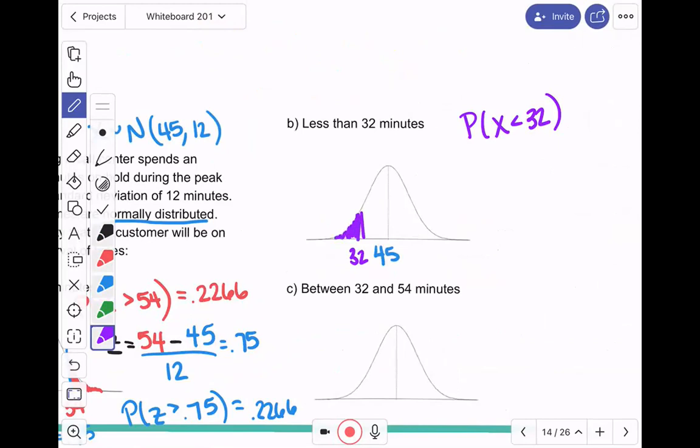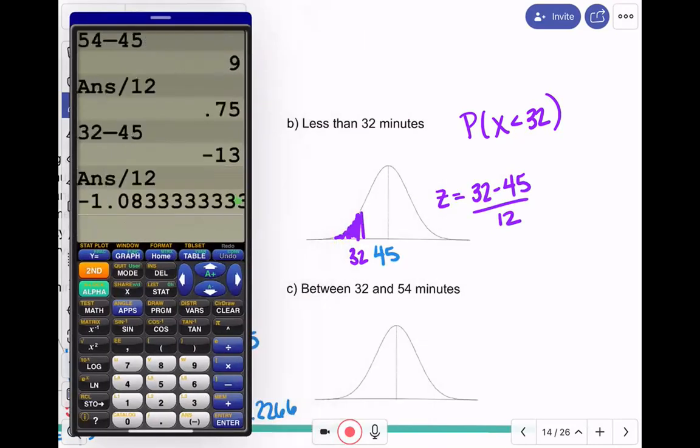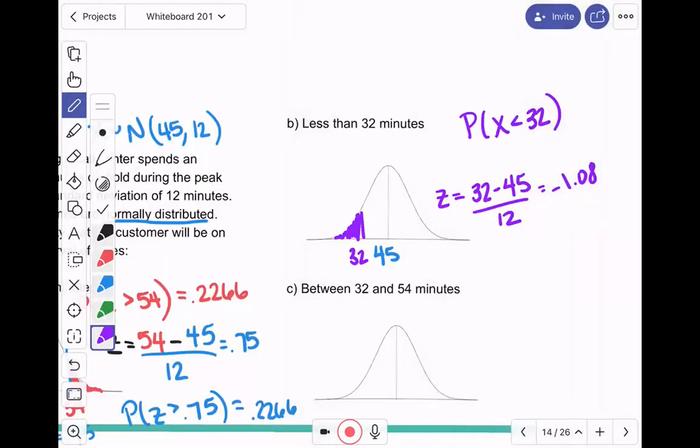Everybody got that? Now all I have to do is go to Excel, or I can actually calculate the z-score. The z-score for this would be z is equal to 32 minus 45 divided by 12, which is equal to negative 1.08. Do I need to flip the sign when I calculate the z-score? No, because I'm on the left-hand side. So don't flip your signs here.